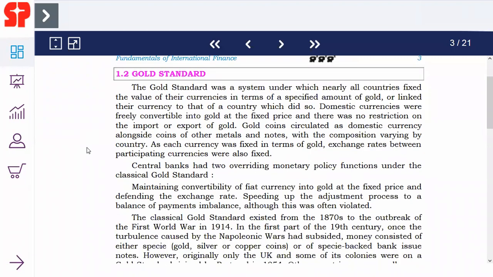So now we have understood in brief that earlier there was a standard followed by the countries before World War One, which was known as the gold standard, which is a rigid version of the fixed exchange rate system. Okay, the gold standard is a rigid version of the fixed exchange rate system.